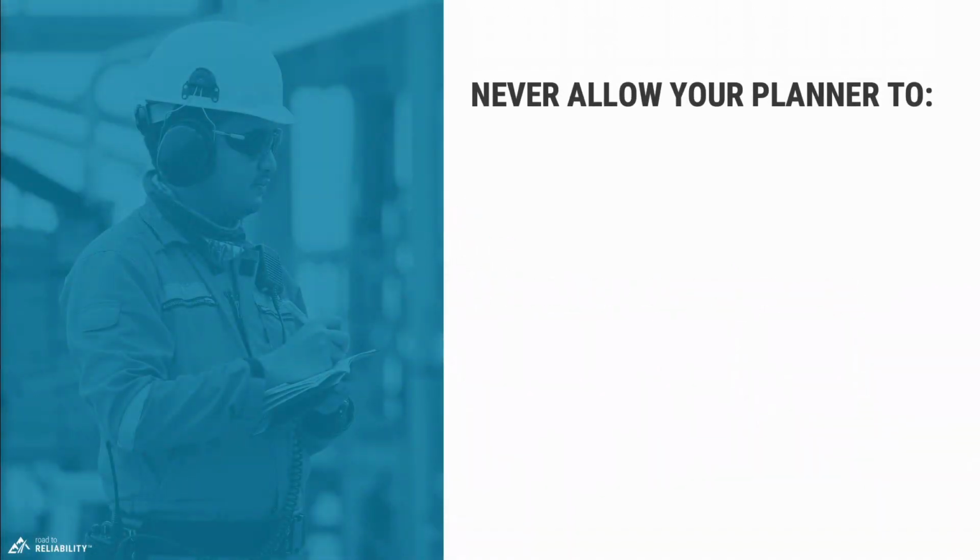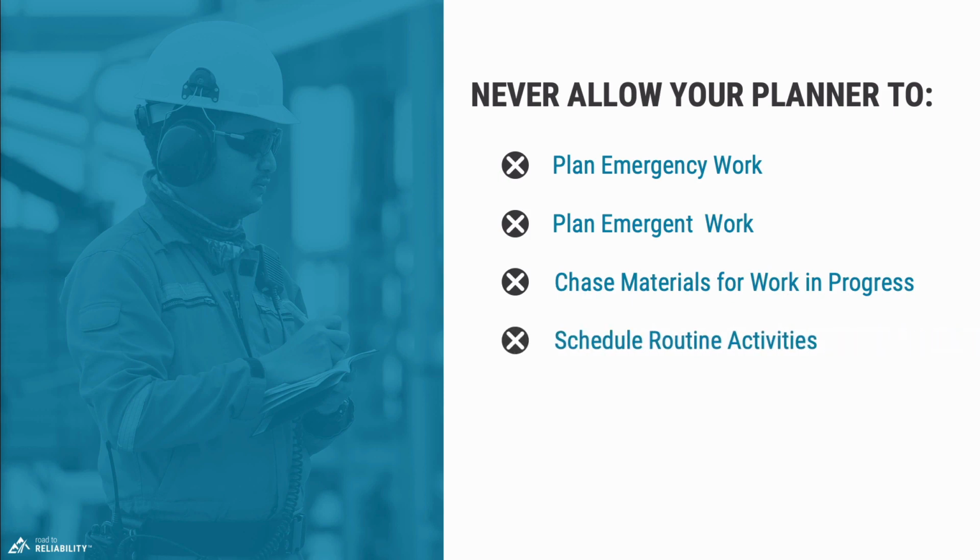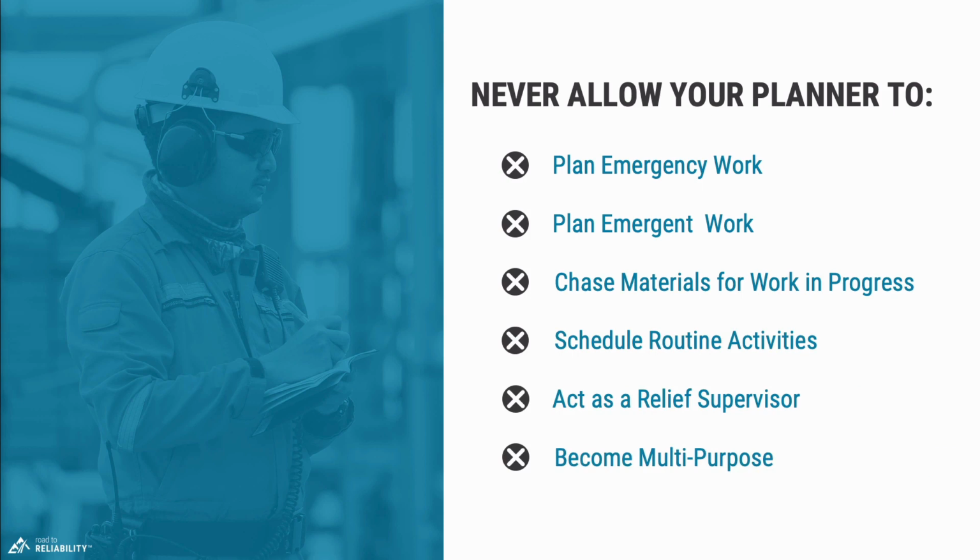Now, adhering to this planning principle means that you do not allow your planner to plan emergency work, those super urgent breakdowns that need to be fixed right now. That is the domain of the maintenance supervisor, and that's something we'll discuss later. Or plan emergent work, the work that arises as jobs are in progress. Again, that is the domain of the maintenance supervisor. You don't want your maintenance planners chasing materials for work in progress. You don't want them to be scheduling routine activities or acting as a relief supervisor, or become what I would say multi-purpose in any other way. You want your planners to purely focus on maintenance planning.